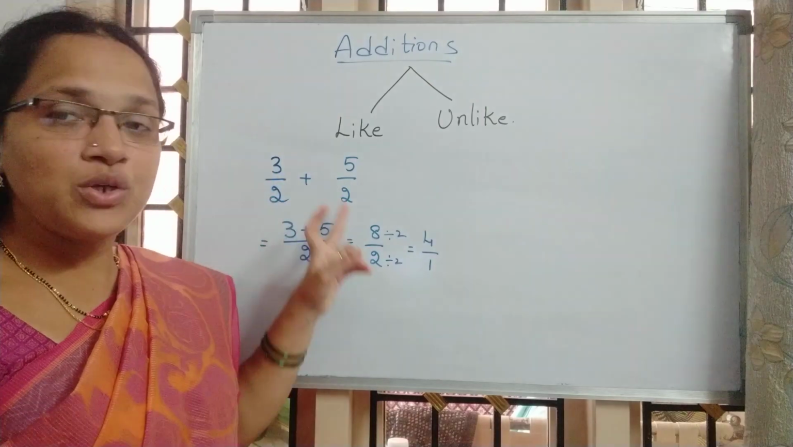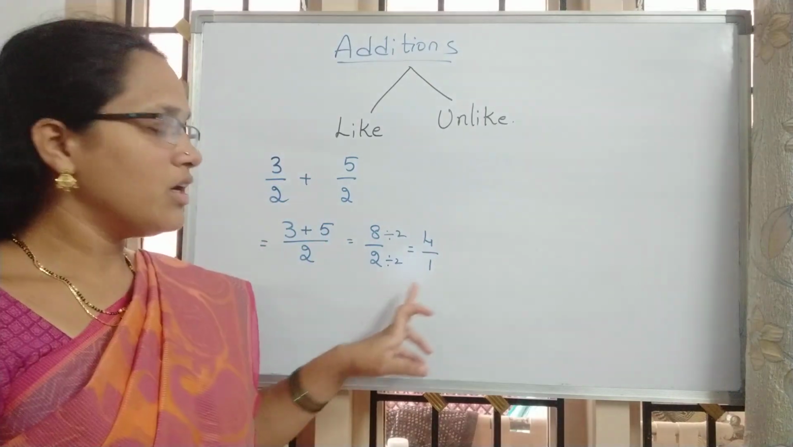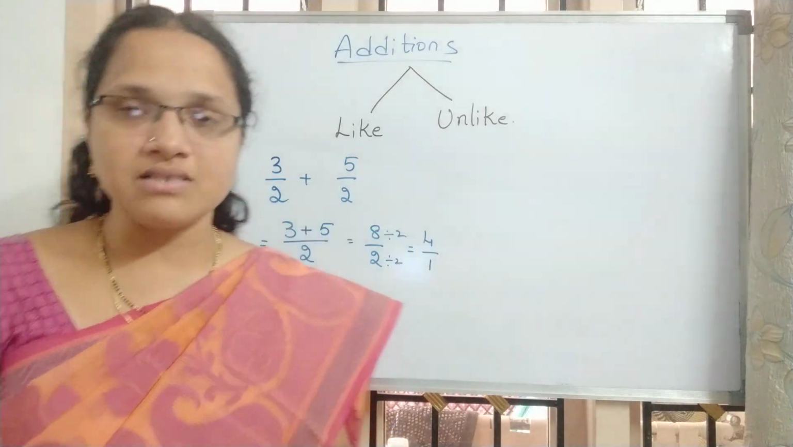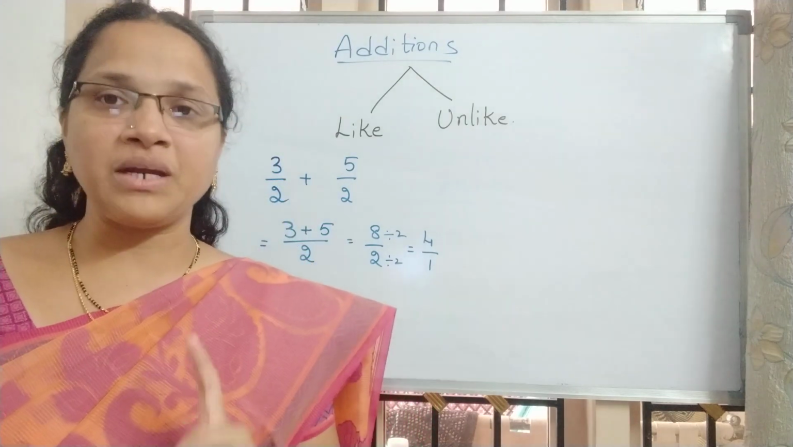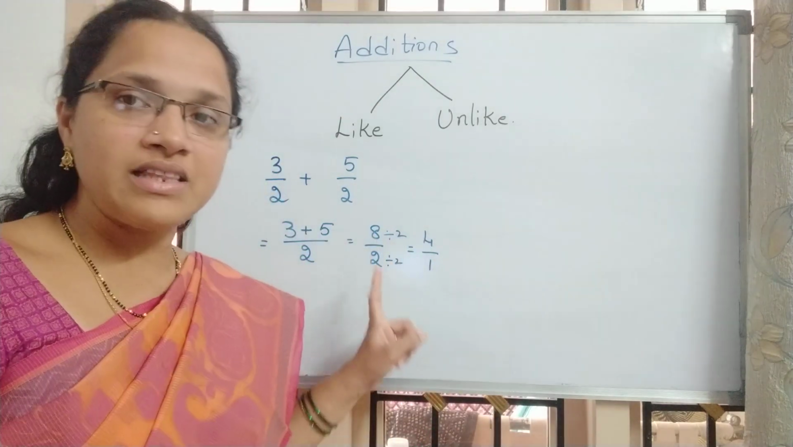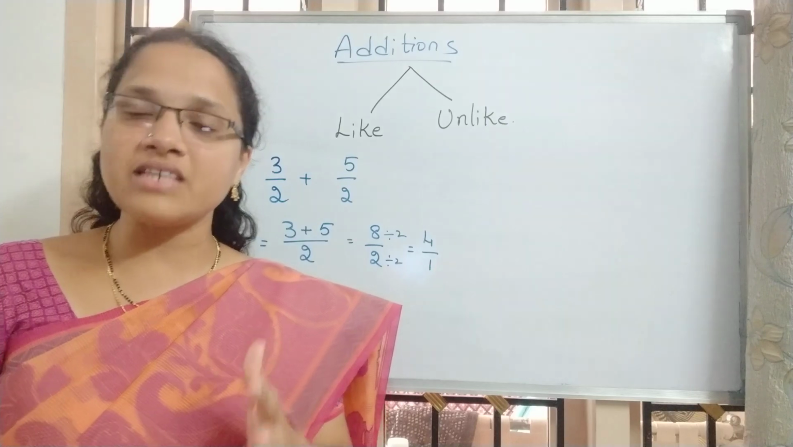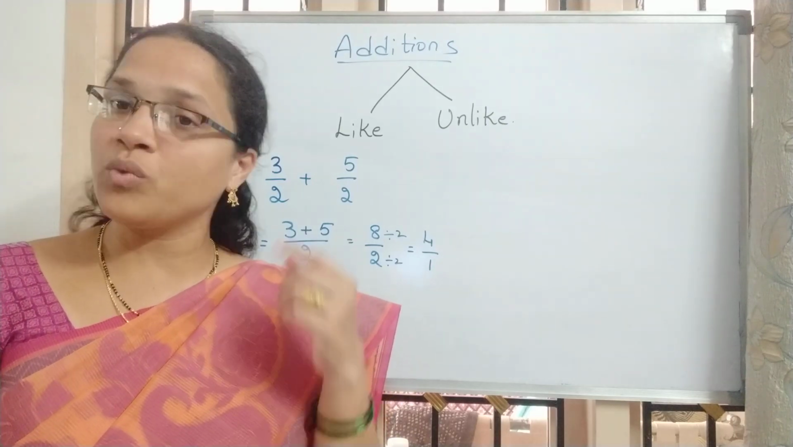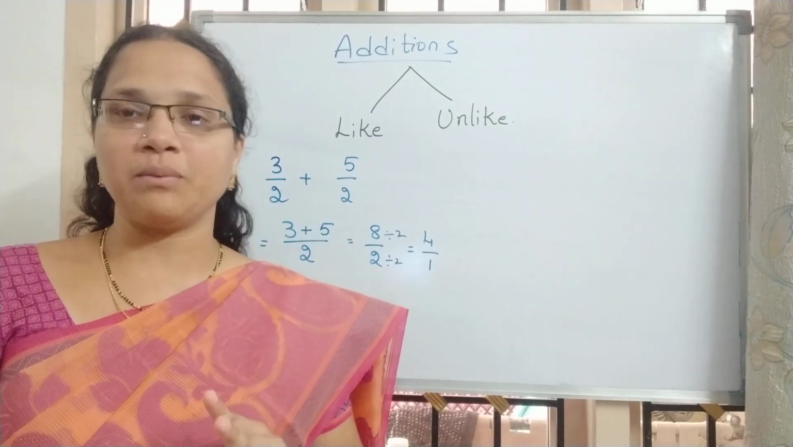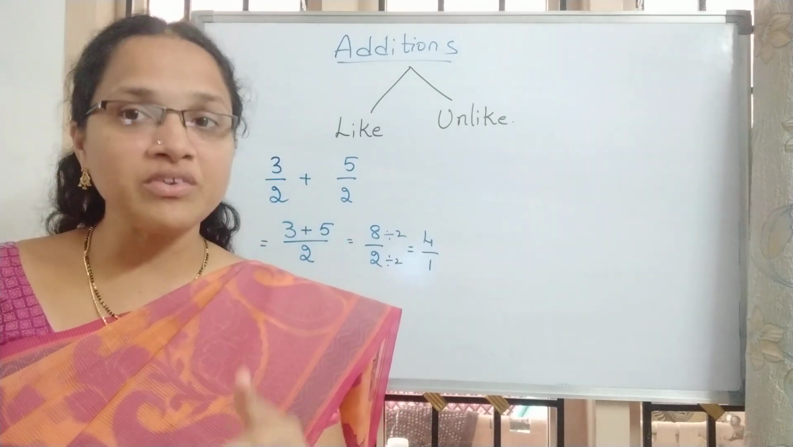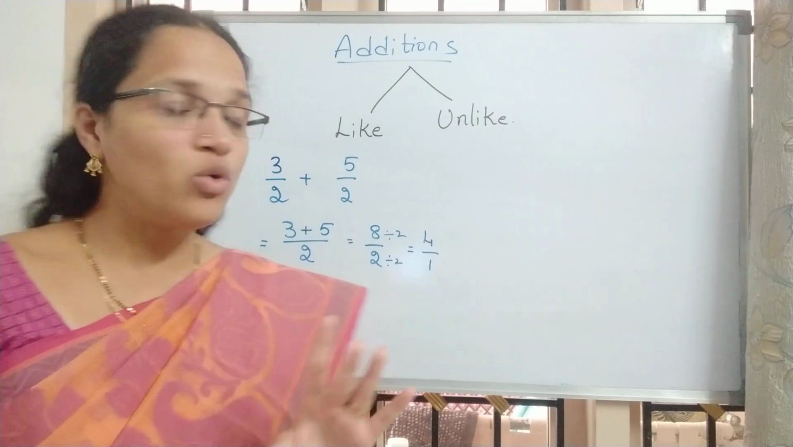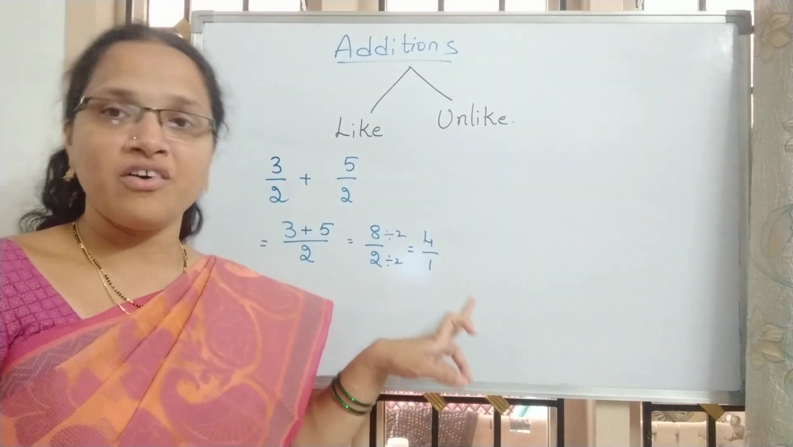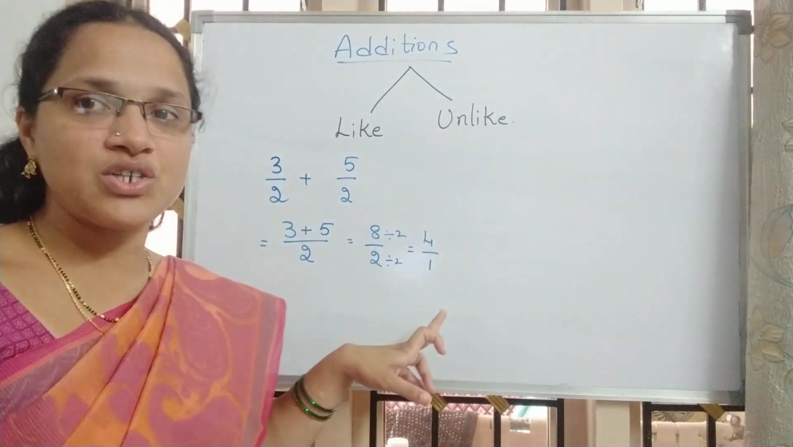After doing the arithmetic operation, you have to convert the answer into the simplest form. That means you should cancel them or divide them by the same table. Remember that you cannot divide the numerator with one table and the denominator with another table. You have to divide both of them with the same table, and only then will you get the simplest form of the fraction. This is the answer. Is that clear, children? Yes.